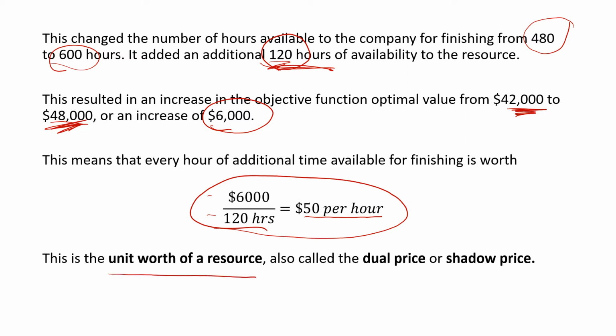That is called the unit worth of a resource, or it's also called a couple of other terms, the dual price or the shadow price. We're going to see in a later chapter why it's called a dual price. It's going to involve the duals of functions. Okay. But this sensitivity analysis tells me what my resource is worth.